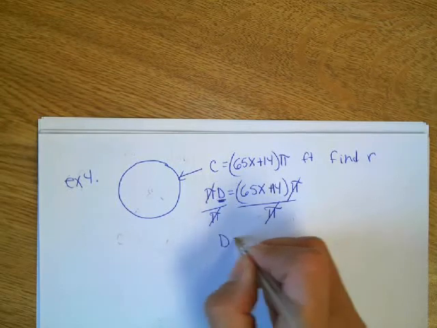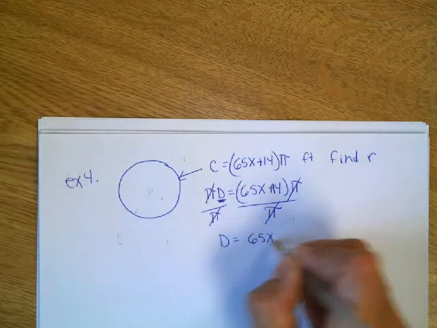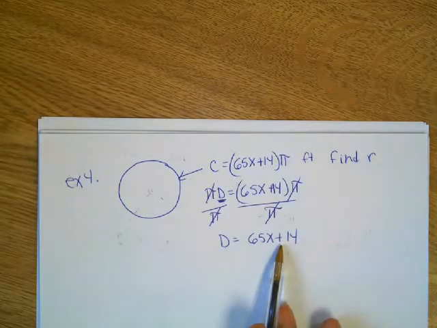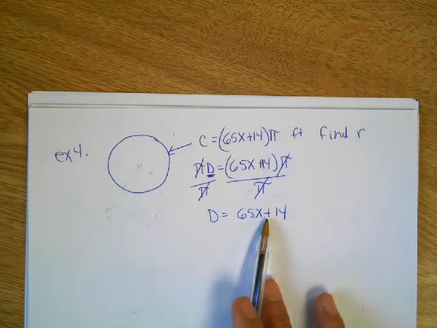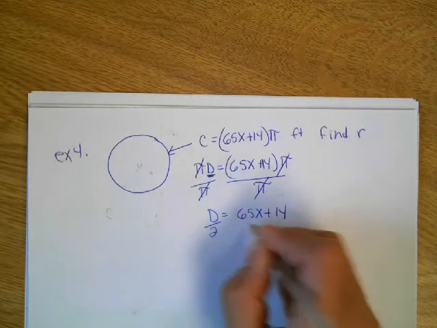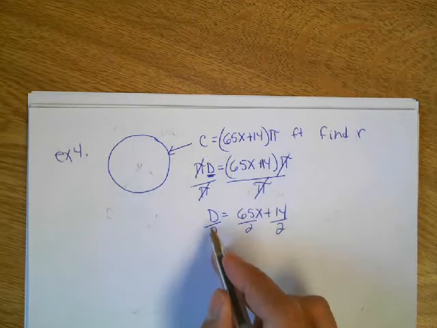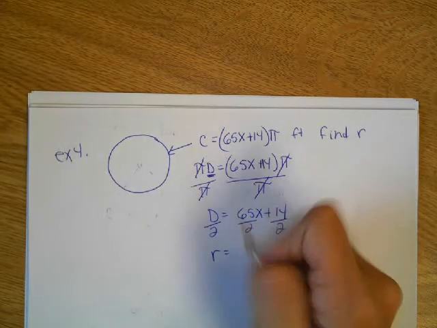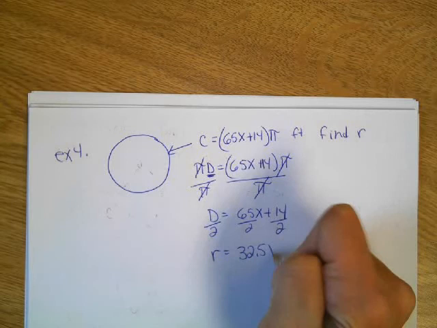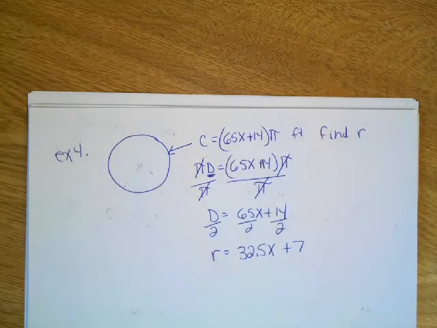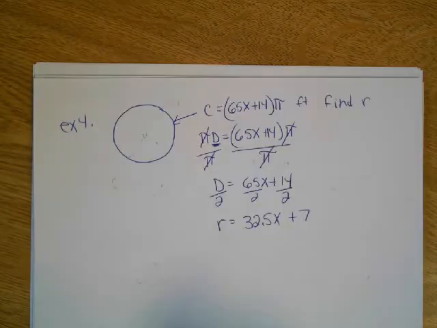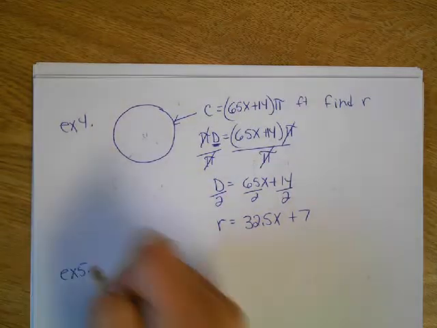So now I know that the diameter equals 65x plus 14. So I know that the radius is half of this. This one's not a fraction, so I'm just going to divide by 2. I'm going to divide the diameter by 2, divide by 2, divide by 2. Dividing that by 2 gives me the radius. Half of 65 is 32.5. And then half of 14 is 7. Hopefully that algebra's not stumping you too bad. All right, our last one together.